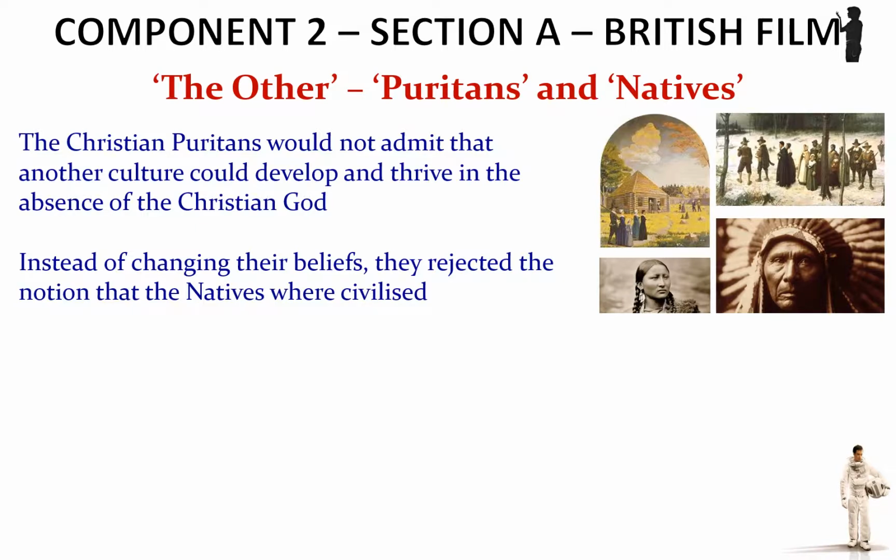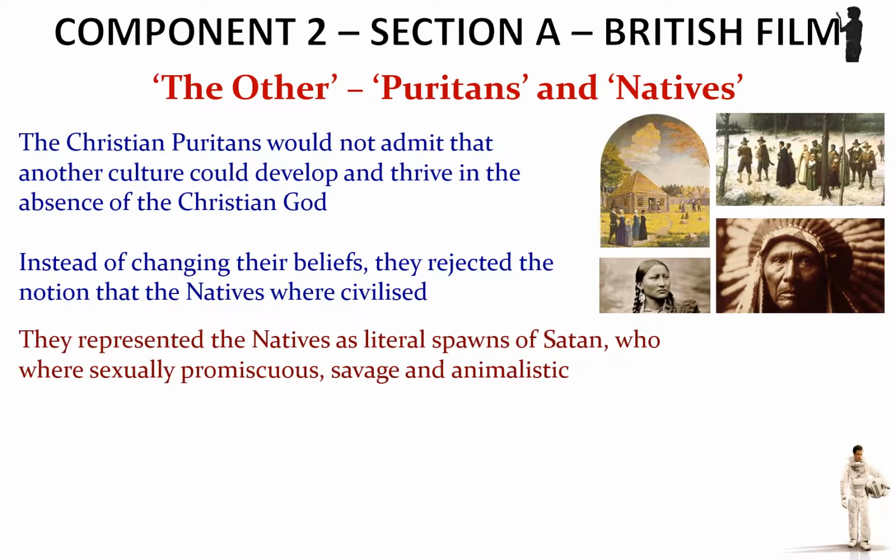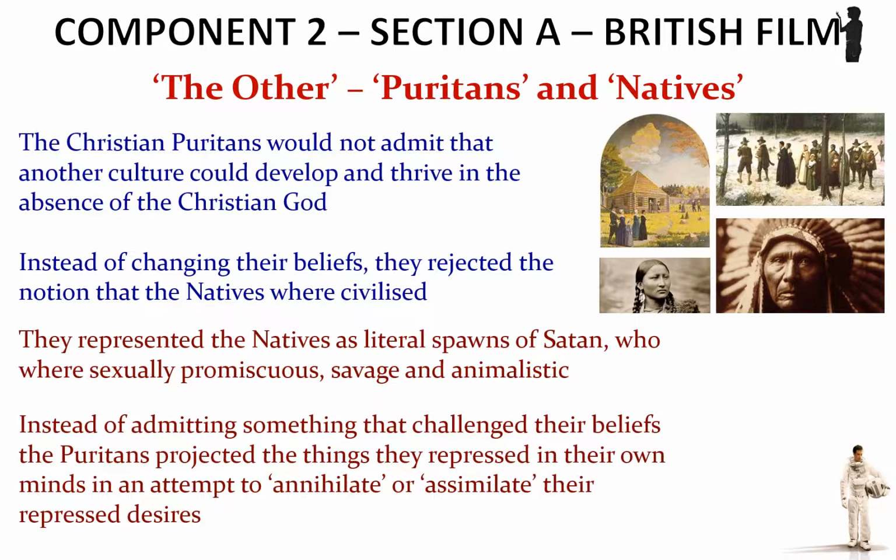So instead of changing their beliefs after being presented with new information, they rejected the notion that the natives were civilized and that the Native Americans had their own cultures and history. And instead, they began to represent and depict the natives as literal spawns of Satan, who were sexually promiscuous, savage, and animalistic. So instead of admitting something that challenged their beliefs, the Puritans projected the things that they repressed in their own minds, i.e., issues surrounding sexuality, religion, origins of our culture, and even our species, and they attempted to annihilate or assimilate their repressed.